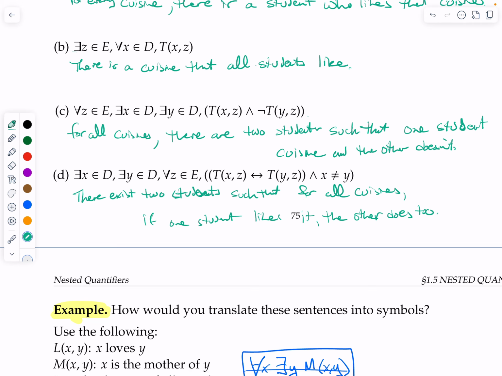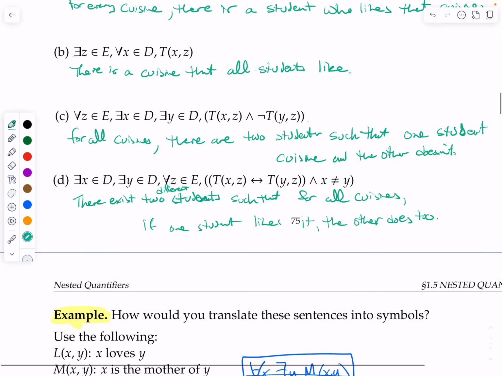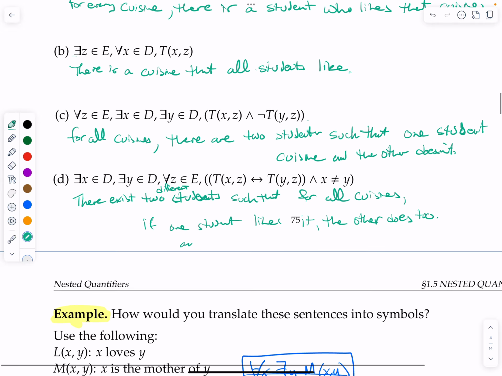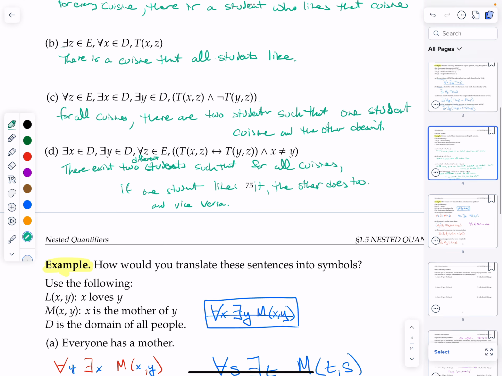I suppose I should emphasize, there exist two different students. There we go. Because of that, there are different students. One student likes the cuisine, the other one does as well, and vice versa. I mean, technically that's one student likes the cuisine if and only if the other one likes the cuisine. So it's a little bit hard to write that because that's not the way that we speak in English, but that'll do it. All right, let's find some other notes that I didn't fill in earlier.